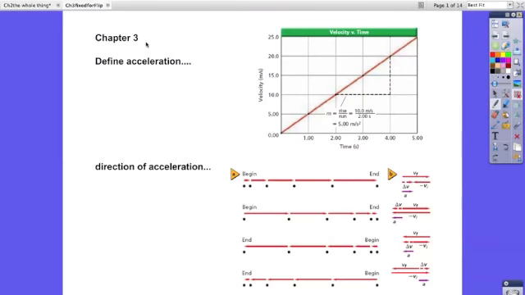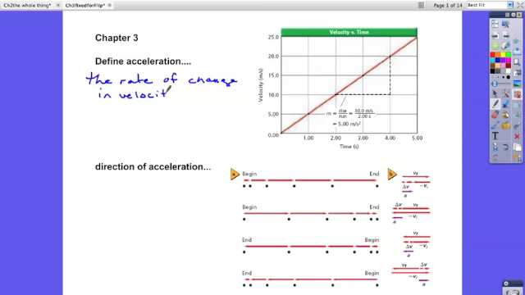Chapter 3, Part 1, the very beginning, an introduction to acceleration. First of all, what is acceleration? The definition of acceleration is the rate of change in velocity.